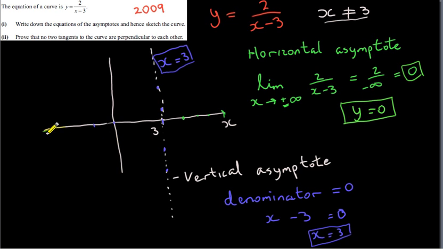y equals 0 is just the x-axis. So for very large values of x, large positive or negative, our graph will get closer and closer to the x-axis. In other words, the y values of the points will approach 0. Now, we want to sketch the graph.